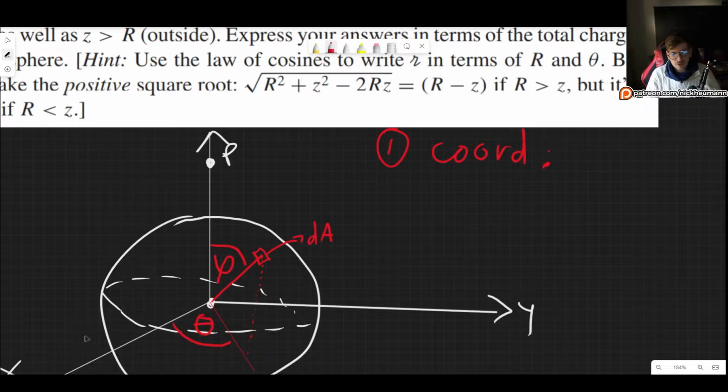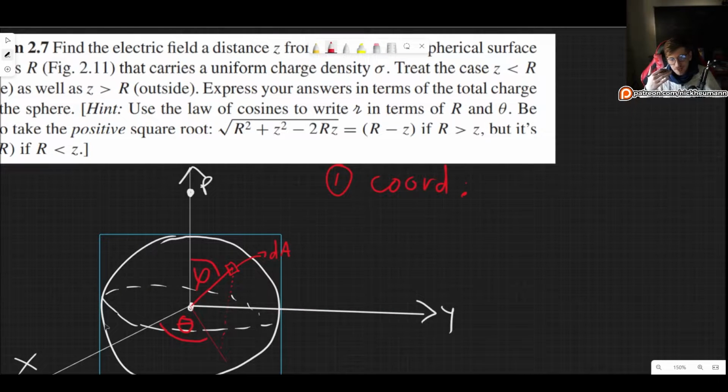Now, be very careful. Some people call theta the other way around. Some people say phi to what I call theta. Some people call theta to what I call phi. It doesn't matter. Just be very careful that you understand which one you're using and which one you are seeing, okay?